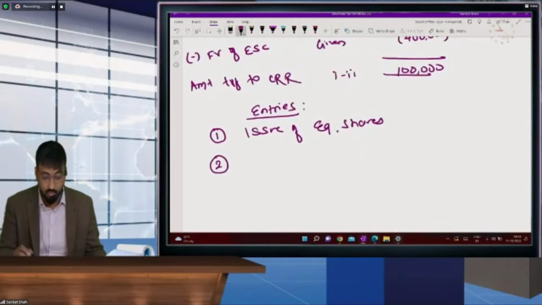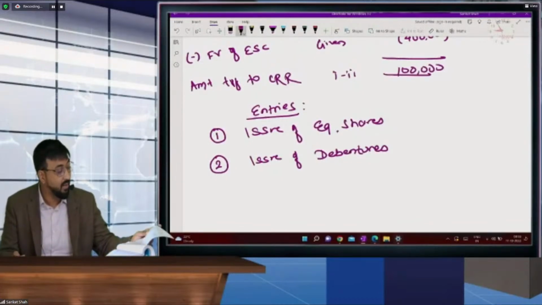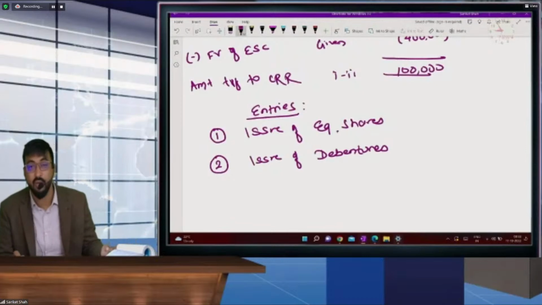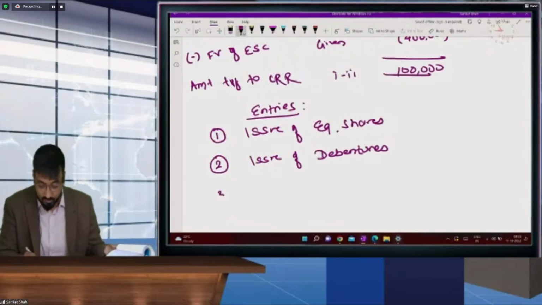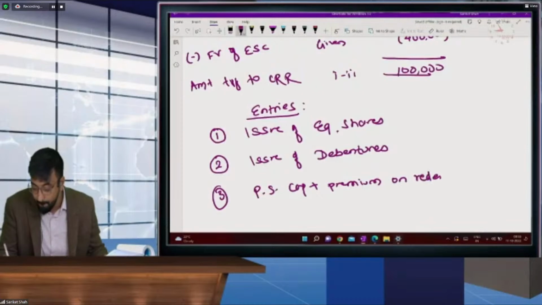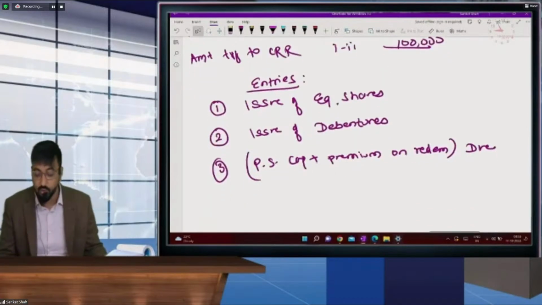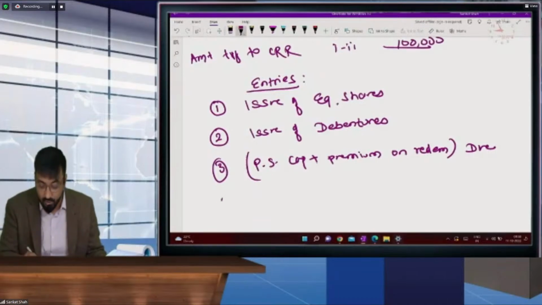Issue of equity shares. What is the second entry? Issue of debentures. So for issue of debentures, beta, bank account debit to 12% debentures. Third entry, preference share capital plus premium on redemption due. So what is the entry? Preference share capital account debit, premium on redemption account debit, to preference shareholder.